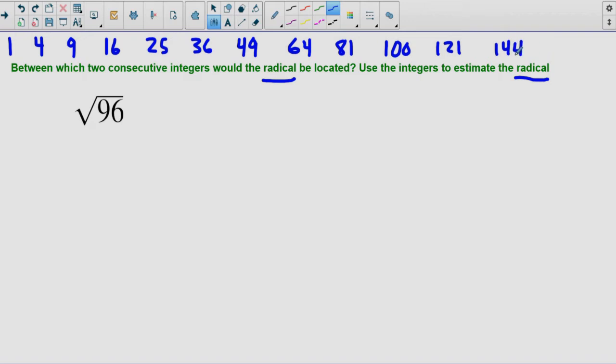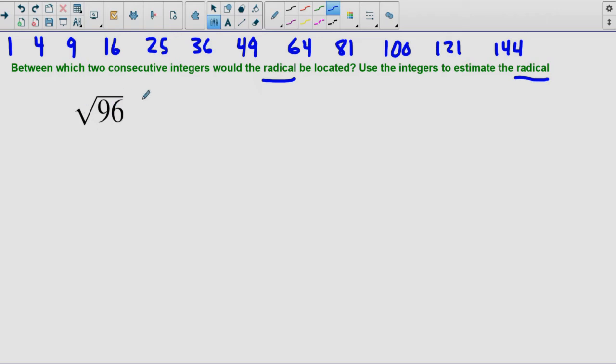All right, I can do these so quick because I just have all my perfect squares memorized up to 12. Really, you should memorize these. It's going to make your math life so much easier. But what I want to do is use these to estimate this radical.